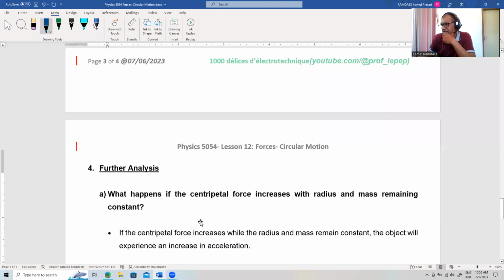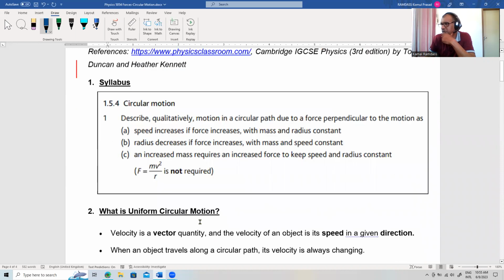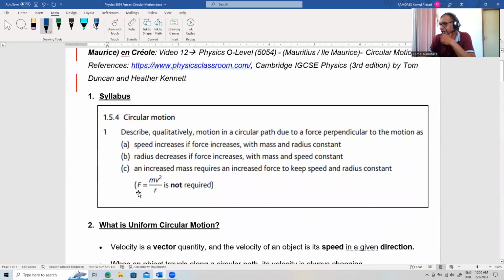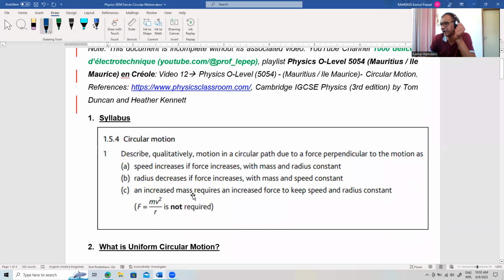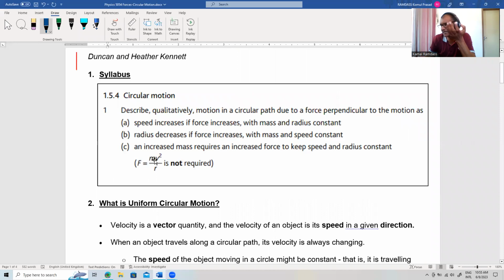Et Cambridge, le syllabus, ça c'est 3 points, bien sûr. Et après, F est égal à mv square over R is not required. Ça veut dire, la force est égale à mass times velocity to the square divided by radius. Et c'est the formula for uniform circular motion. It is not required.